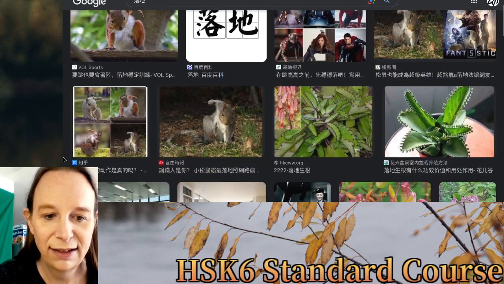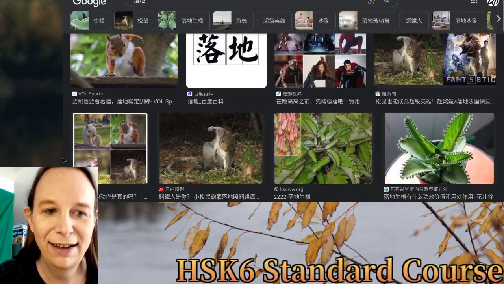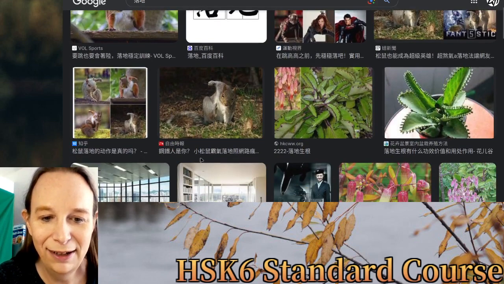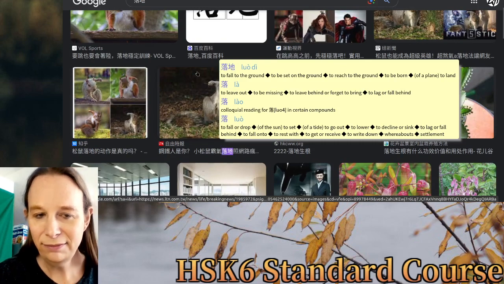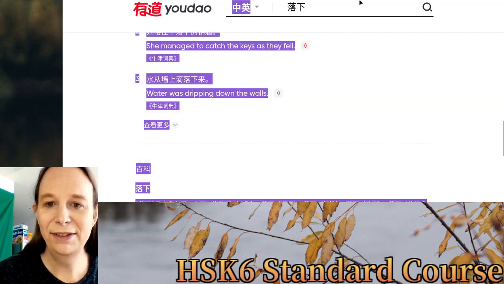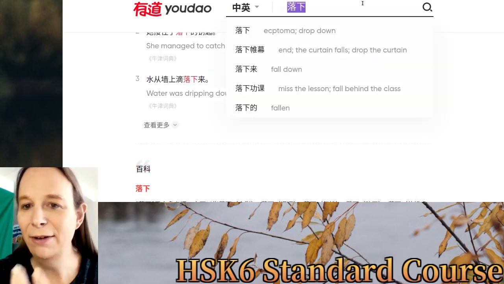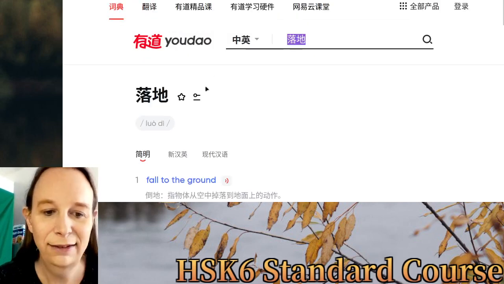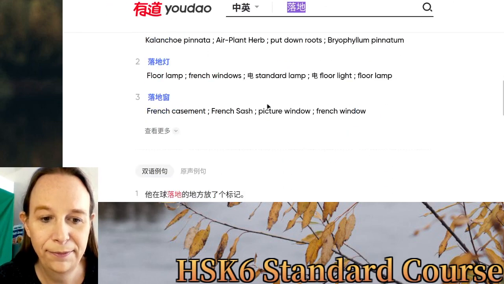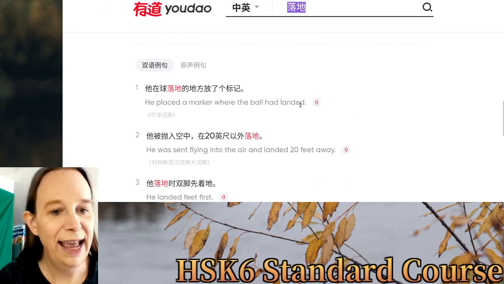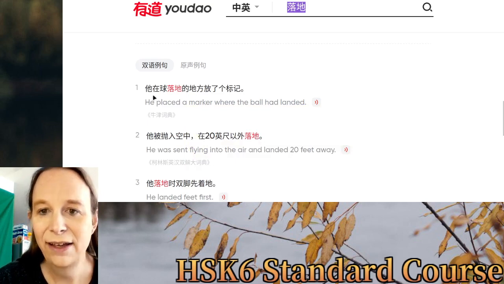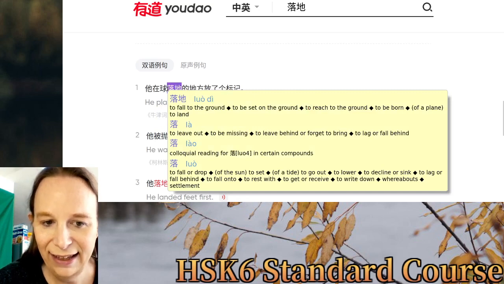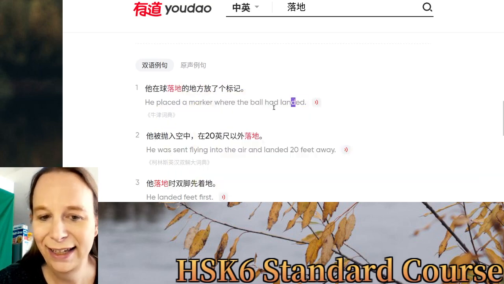是落在地上对吗? What is this? This is like a superpower, a superhero squirrel. 落地. Oh no, 落地. This is fall to the ground. 落在地上. 落地. Maybe it's to fall to the ground or to land. 他在球落地的地方放了一个标记. So he put a mark where the ball hit the ground.